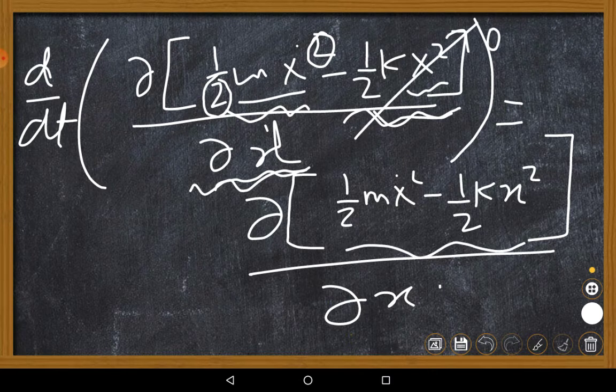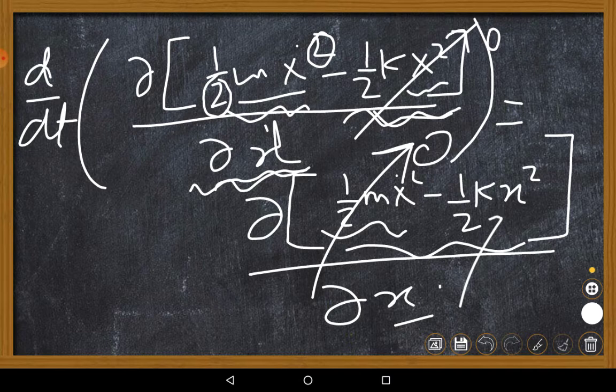What about the partial of this term with respect to x? Is x dot a function of x? No. Can you do the partial? No. This gets ruled out. What you are left with is this one, minus kx. The partial of this term with respect to x is minus kx. So what do you get?